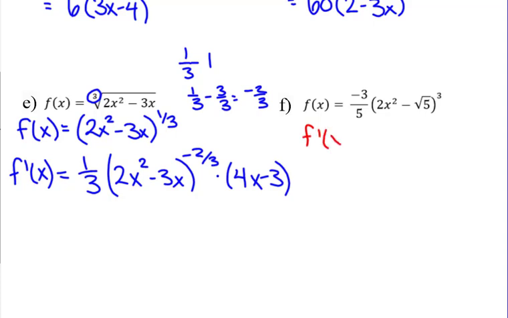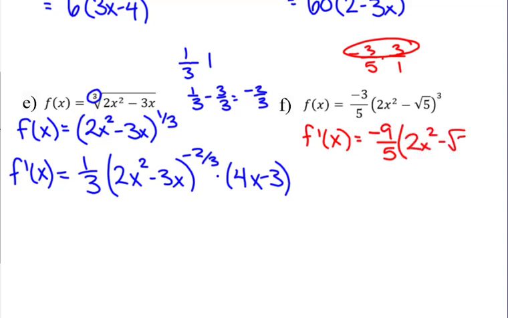So our derivative, we've got negative 3 over 5 times 3. If you remember, negative 3 over 5, when you multiply fractions, it's top with top, bottom with bottom. So negative 9 over 5, also we would reduce if possible, but we can't. 2x squared minus the root of 5 squared times the derivative of the inside stuff, which is 4x.